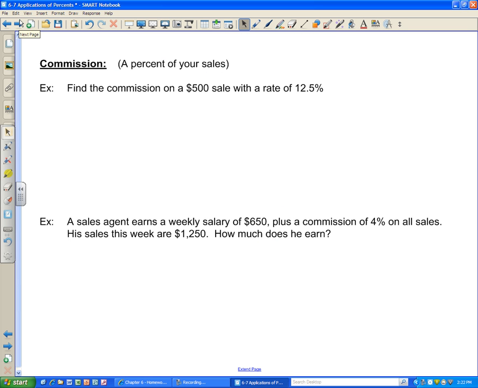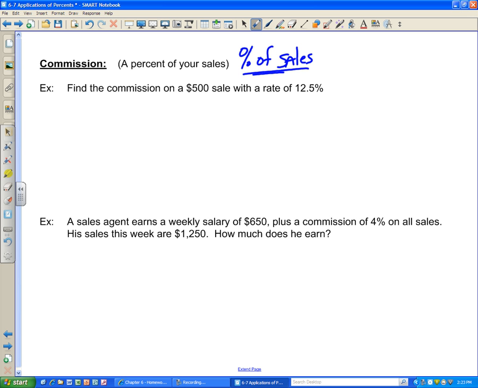Okay? So now we're going to move on to commission. Commission is a percentage of your sales. That's what commission is. A percent of your sales. Some jobs earn commission. Some jobs are simply based off of commission, where you have some jobs that earn a salary and then they earn commission. But then you also have jobs that don't earn a salary, they only earn their income by commission.